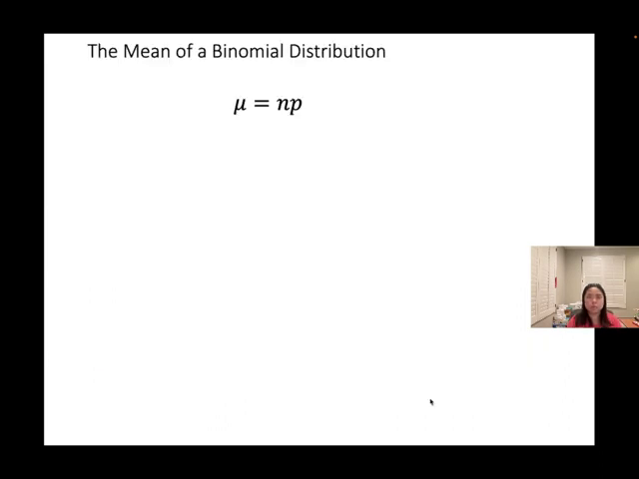Okay, the mean of a binomial distribution. We should be able to find the mean if you know the n, the p, and the q. So I want you guys to memorize the formula. The population mean for the binomial distribution is equal to n times p. Sometimes we call this the expected value. If I say find the expected value, it means I'm looking for the mean.